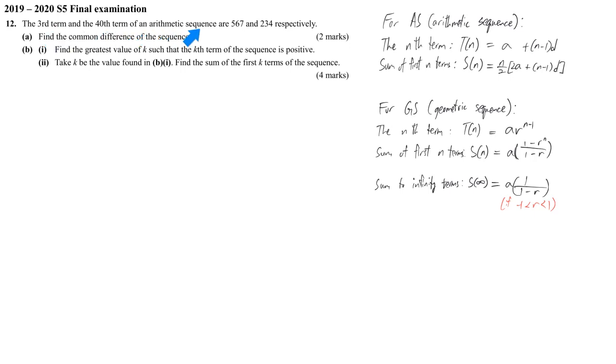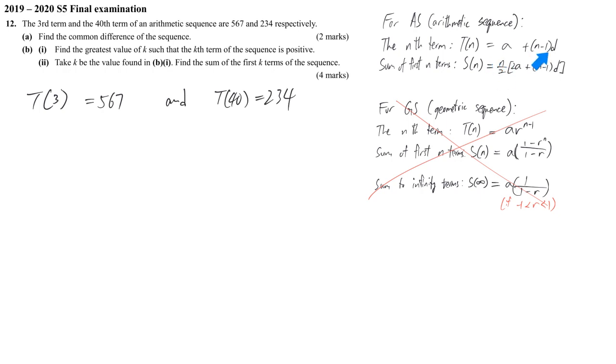This is a question about sequence, obviously, so you have to recall all the formulas in your brain immediately. And then we are talking about an arithmetic sequence, so GS is not applied here. We are going to apply arithmetic sequence formulas. They say that the third term is 567, so the first equation, the third term is equal to 567. At the same time, the fourth term is equal to 234.